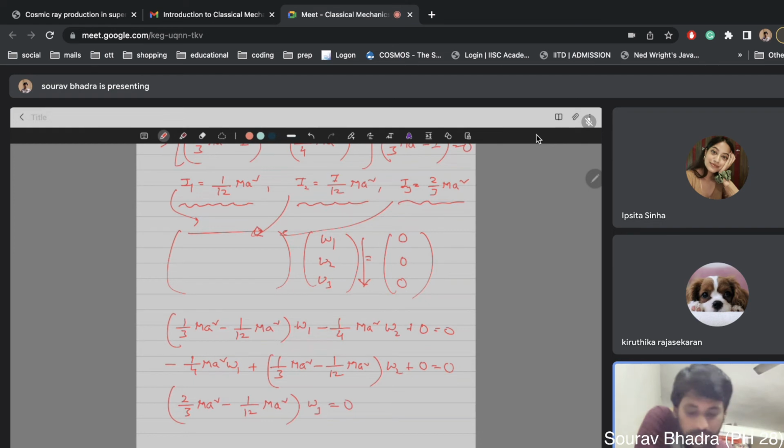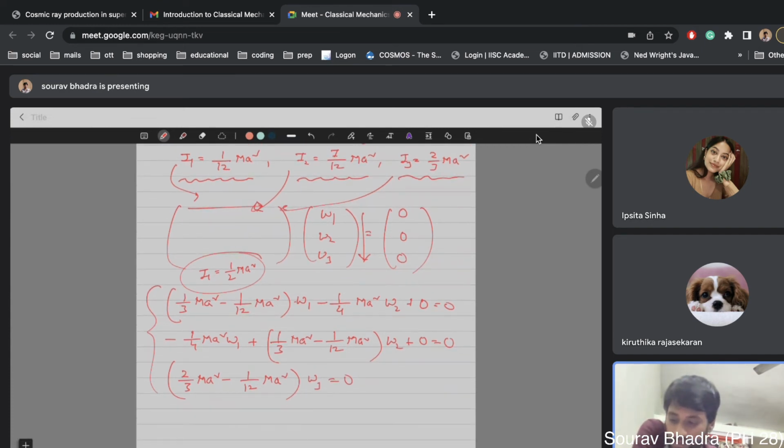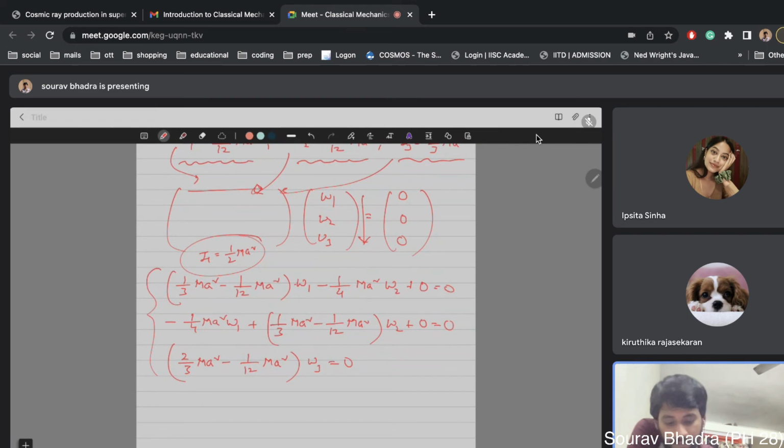Okay, so these are the three equations corresponding to only I1. I have not used I2 and I3 in this. These three equations come for only I1 if you substitute I1 in the determinant. And if you calculate from this set of equations, you will find omega 1 is equal to omega 2 and omega 3 equals 0.